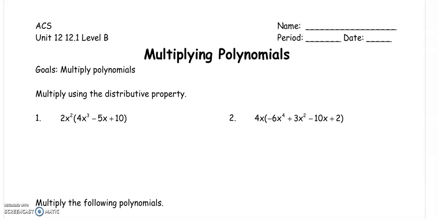Hi guys, today what you're going to learn about is multiplying polynomials. One of our goals is to learn how to distribute our number outside the parentheses into everything and then multiply when you have more than one binomial.